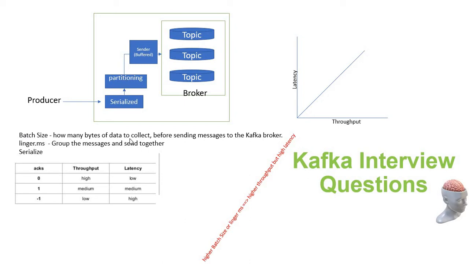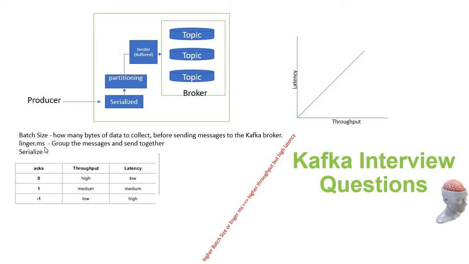Batch size is about how many bytes of data to collect before sending messages to the Kafka broker. Let's say the batch size is 100 MB, and the producer is sending 100 messages, and each message, let's assume, occupies 1 MB. Then the sender will wait for all 100 messages to come, so that the batch size of 100 MB is met, and that will trigger the sender to send the messages to the topic. So the sender is just waiting for the messages to reach the size configured in the batch size.